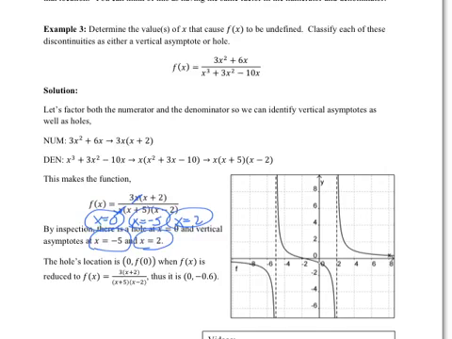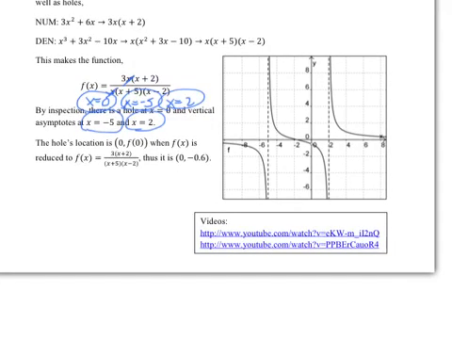Well, how do I find the location of the hole? I look at the simplified form, which is this. When I cancel this x with this x, this is the simplified form. Now we can plug in a 0 here. So if you plug in a 0 up top, you're going to get 6. And in the denominator, you're going to get -10. 6 over -10 is -0.6. So the location of the hole is clearly going to be 0, comma, whatever you get, which was -0.6. And there's the hole at 0, comma, -0.6.